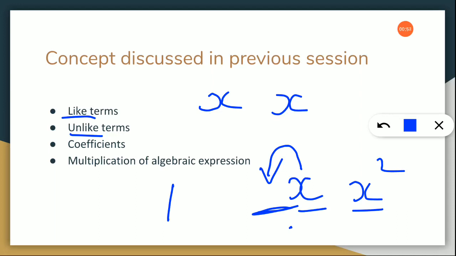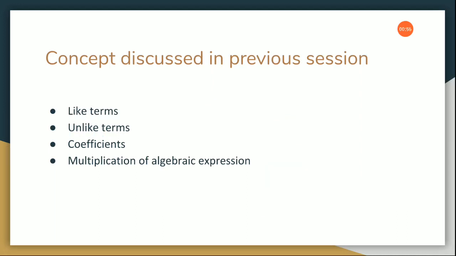Okay? Then multiplication of algebraic expression. We learned how to multiply two terms, or a combination of terms. First, we discussed how to multiply a monomial by a monomial and then a polynomial by a monomial and so on, right? Shall we continue doing exercise sums?